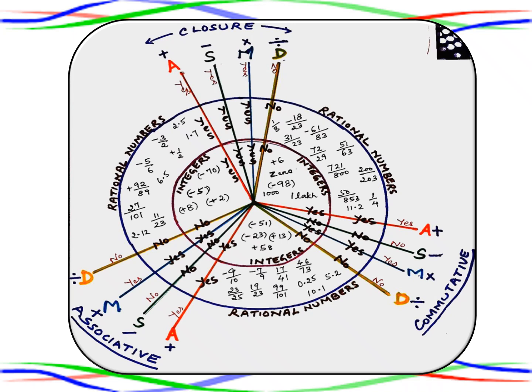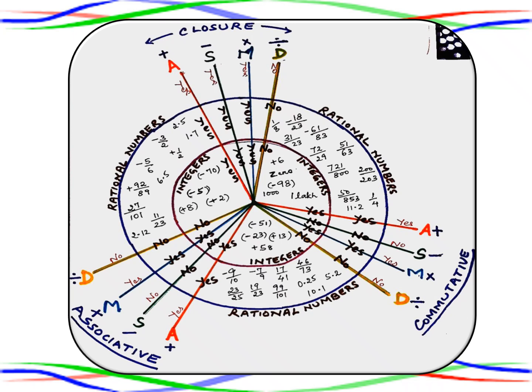We have already added, taken LCM and added. Always we got a rational number as the answer. So we spotted the answer there. Therefore it is yes, closure property. Subtraction also yes, because whether it is negative or positive, the answer was a rational number. Multiplication also yes. Division no.